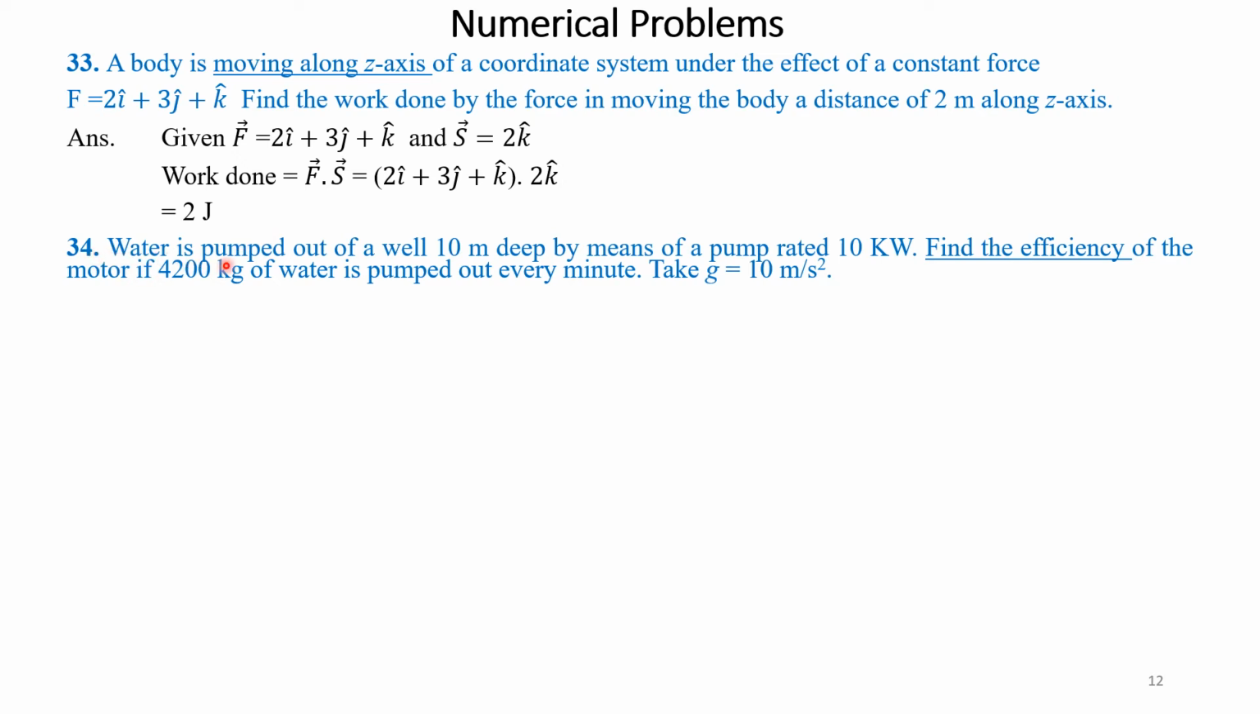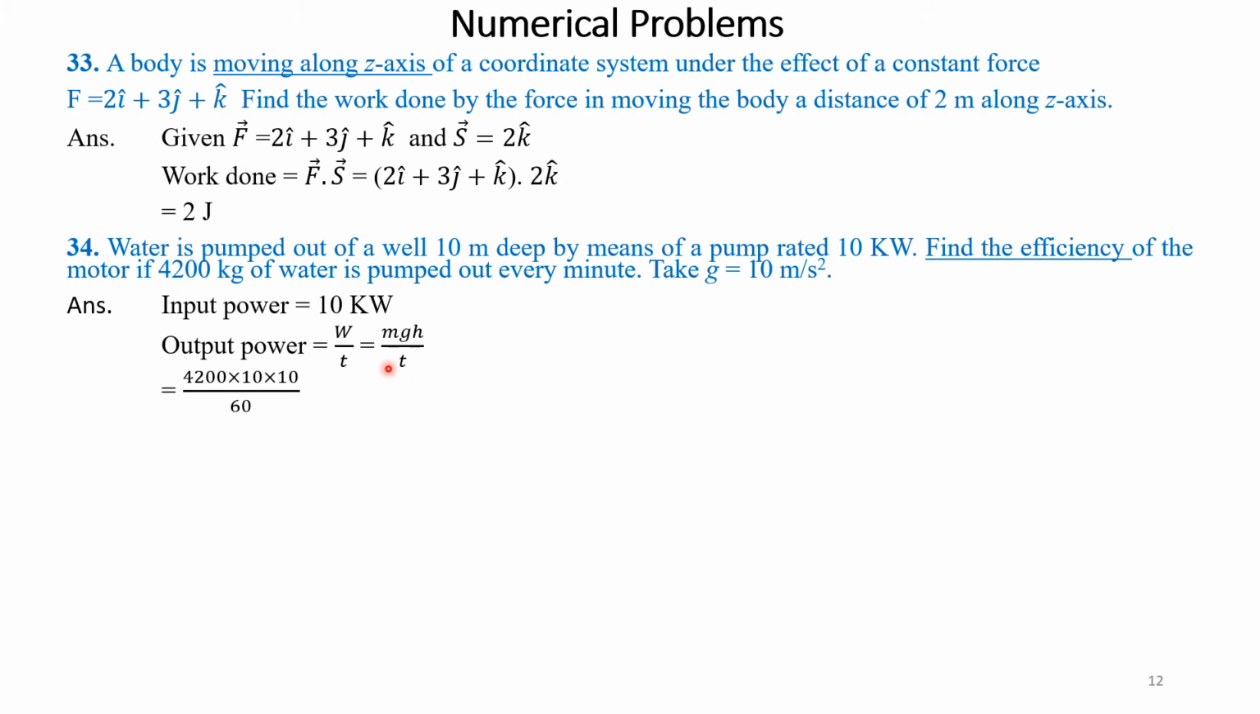Question number 34. Water is pumped out of a well 10 meters deep by means of a pump rated 10 kilowatt. Find the efficiency of the motor if 4200 kg of water is pumped out every minute. Take g is equal to 10 meters per second square. We will find the answer. Input power is equal to 10 kilowatt, it is given. Therefore, output power is work done divided by time taken. That is equal to work done is equal to potential energy m g h divided by t.